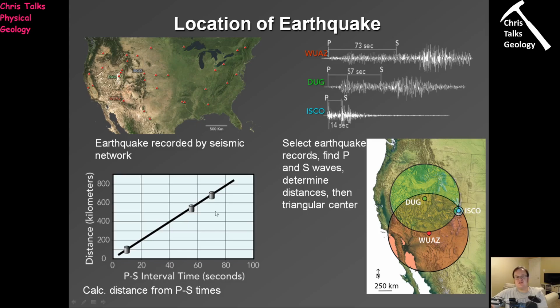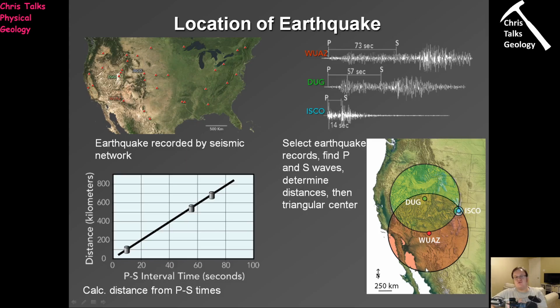Now please bear in mind the value we just read off is going to be the radius of the circle, not the diameter. So in the case of WUAZ, that has a PS interval of 73 seconds. Remember, we would come up around here until we hit the line here, then come across. So the radius is going to be about 700 kilometers. From here to here is going to be 700 kilometers. From here to here is 700, from here to here is 700, and from here to here will be 700.